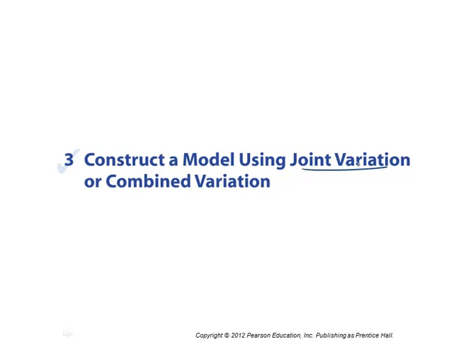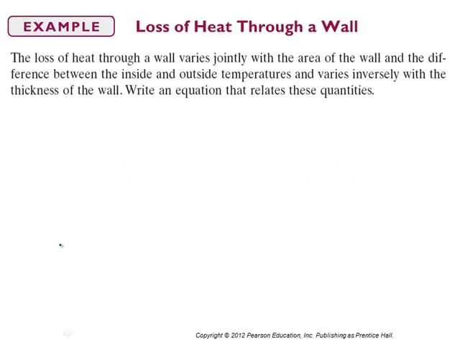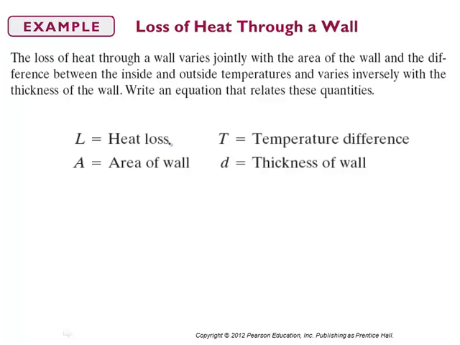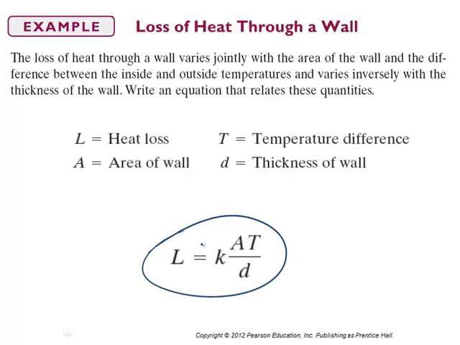Now we're going to talk about joint variation or combined variation, through examples here. The loss of heat through a wall varies jointly with the area of the wall and the difference between the inside and outside temperatures, and varies inversely with the thickness of the wall. So let's go ahead and write an equation that shows this relationship. We're going to let L represent heat loss, let T represent temperature difference, A is the area of the wall, D is the thickness of the wall, and then here is that relationship here.